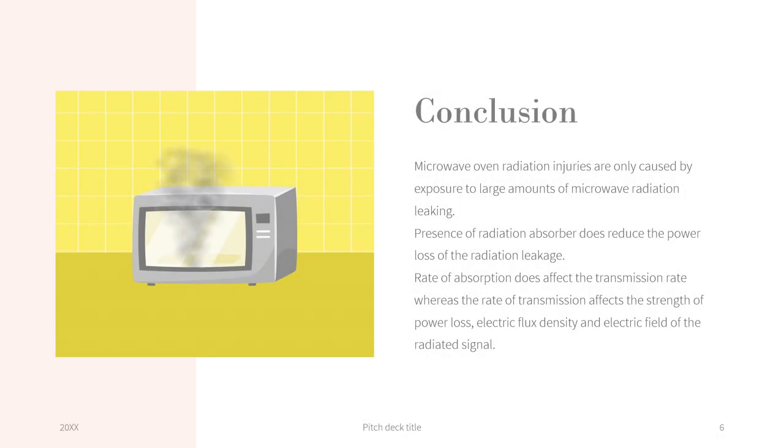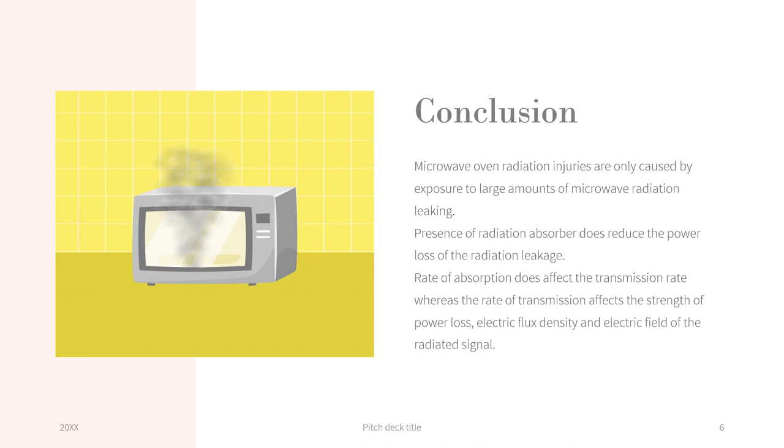Moving on to the conclusion. If microwave ovens are used while broken or altered, it is possible for them to leak electromagnetic radiation. Microwave radiation leaks are hard to detect because you can't smell or see microwaves. Microwave oven radiation injuries are only caused by exposure to large amounts of microwave radiation leaking through openings such as gaps in the microwave oven seals. So proper maintenance would avoid these problems.